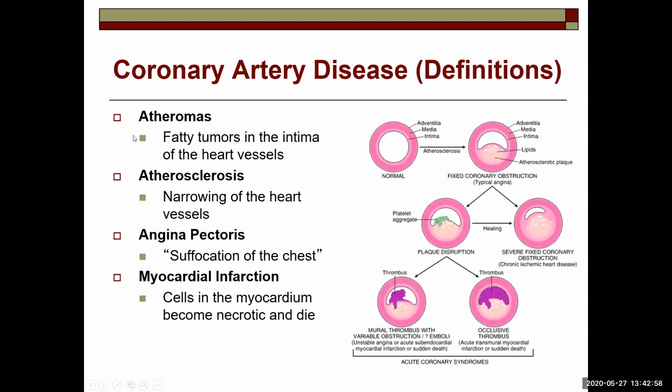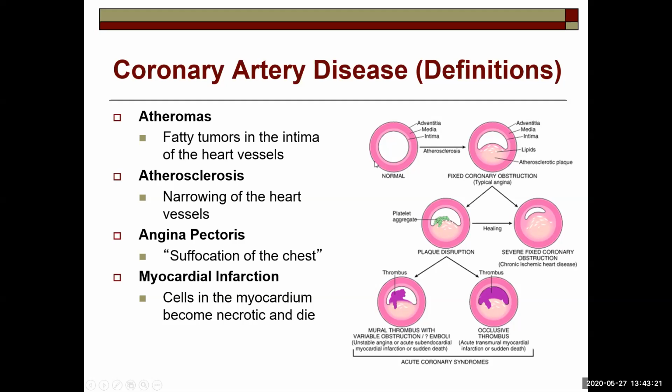So atheroma, okay, atheroma, remember, not arth. Arth means joint. Atheroma, fatty tumors. You're going to have fat buildup right in the artery, okay? We're talking about coronary arteries here. You can have atherosclerosis, narrowing the heart vessels, angina, suffocation, myocardial.